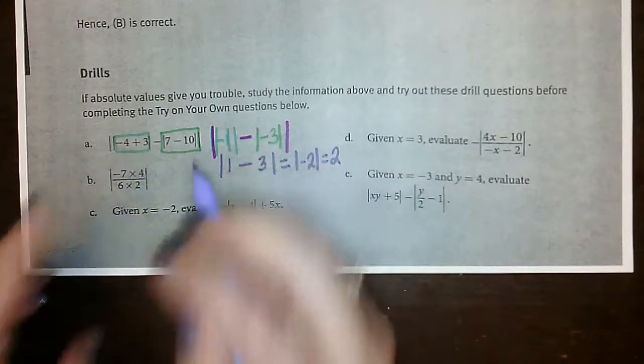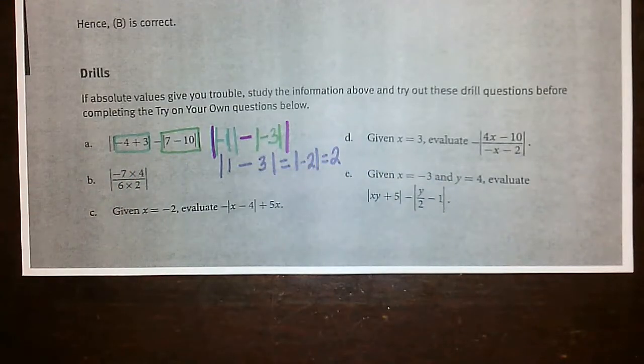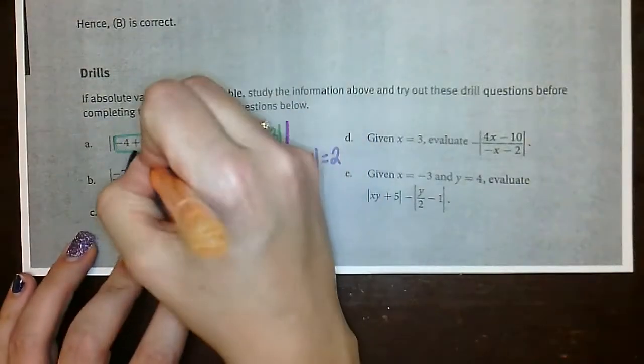Again, you start with your grouping. So treat absolute values as grouping symbols. Start with the grouping and work your way out. So let's look at B. I'm going to draw my brackets.